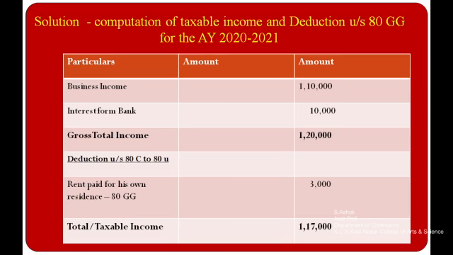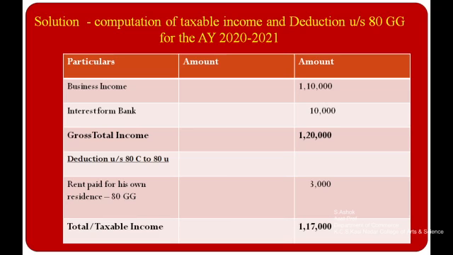Then I have applied deduction under section 80C to 80U. Here I have found the final amount. Rent paid for his own residence, and he did not receive any house rent allowance, so he is eligible to get deduction under section 80GG of rupees 3,000. So from the gross total income, deduction under section 80GG is deducted. Then his final taxable income is rupees 1,17,000. How did I get the 3,000? In the next slide I am going to explain how the 3,000 rupees was arrived at.